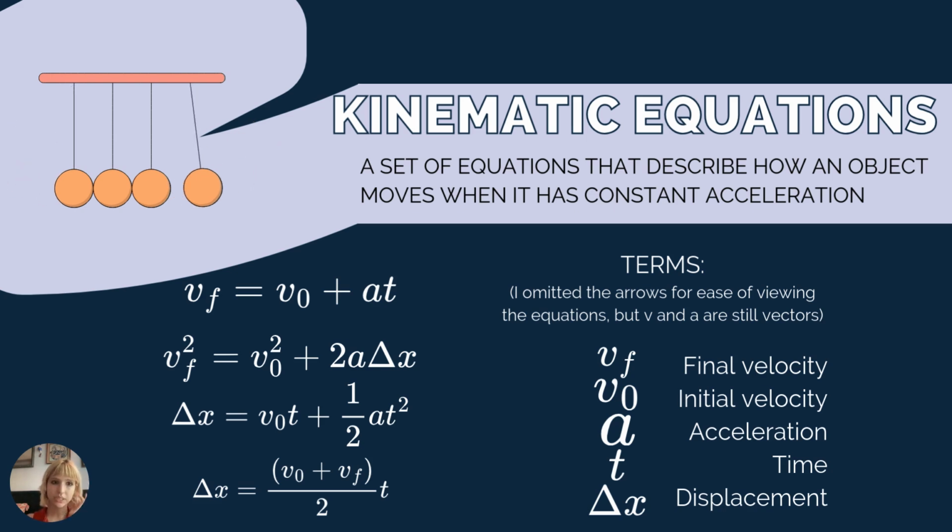Okay, so the first equation is final velocity equals initial velocity plus acceleration times time. The second one is final velocity squared equals initial velocity squared plus 2 times the acceleration times the displacement. Then we have displacement equals initial velocity times time plus 1/2 times acceleration times time squared. And finally, we have displacement equals initial velocity plus final velocity over 2, times t. And v naught plus vf over 2 is going to be our average velocity.